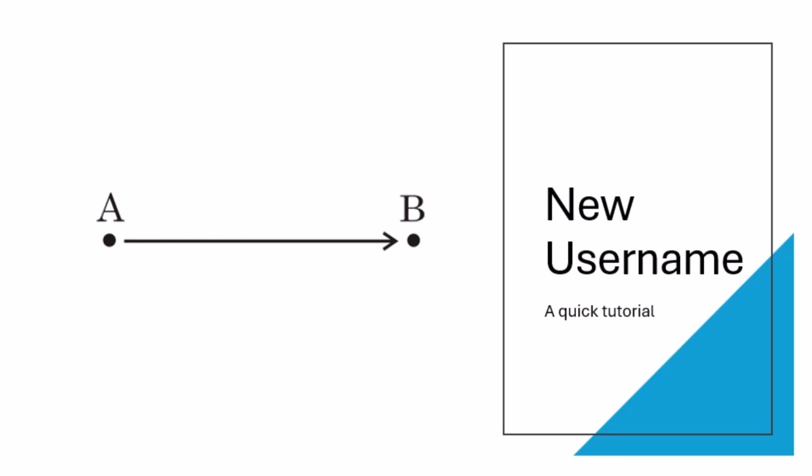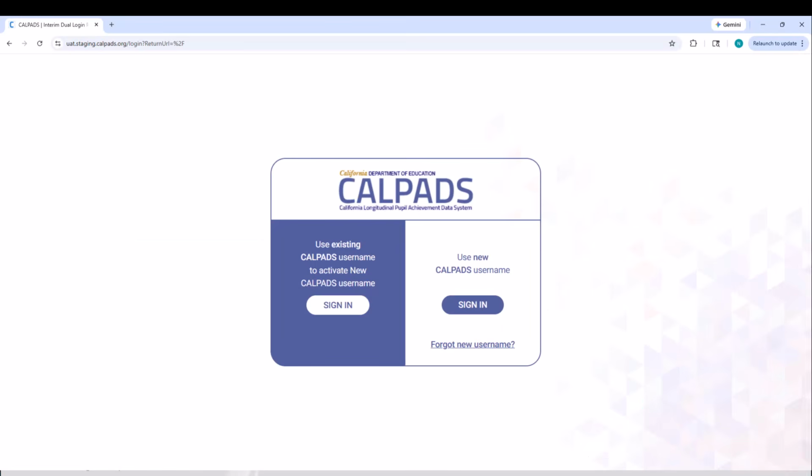This is a quick tutorial for the CalPADS new username. On March 10th, at the start of the transition, this is what you see when you log into CalPADS. First, you have to create your username by logging in with your existing account. So you're going to sign in using your existing username.